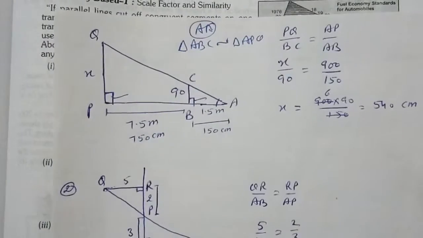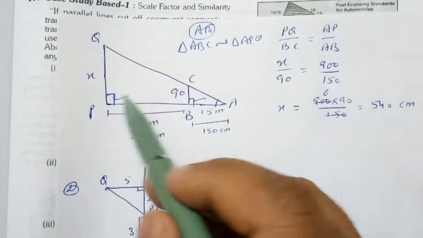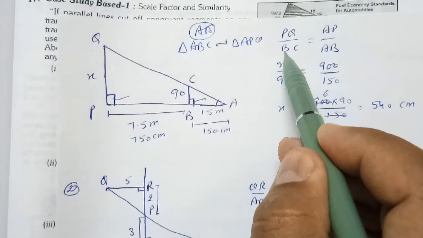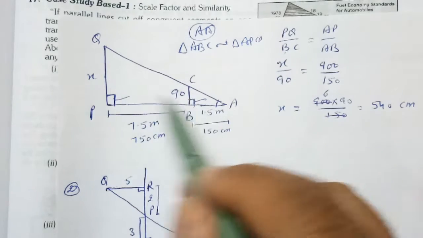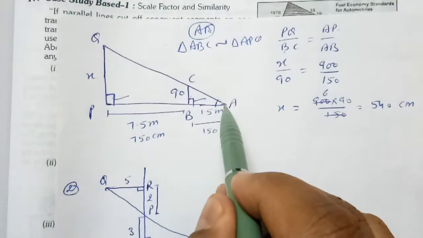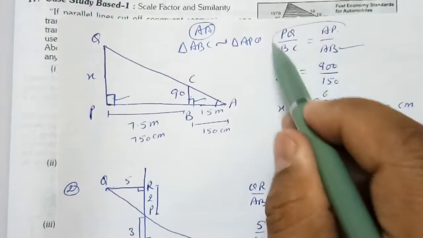And you know, for similar triangles, the ratio of corresponding sides will be equal. So here PQ over BC, these are the corresponding sides, and then AP is for triangle APQ and AB is for triangle ABC. So these ratios will be equal.